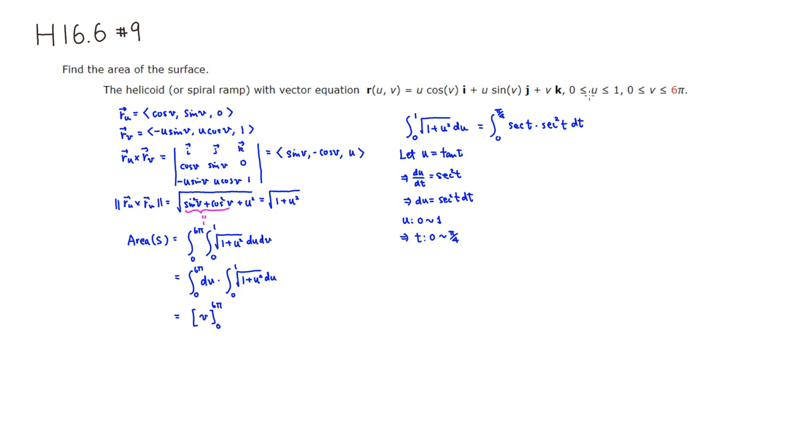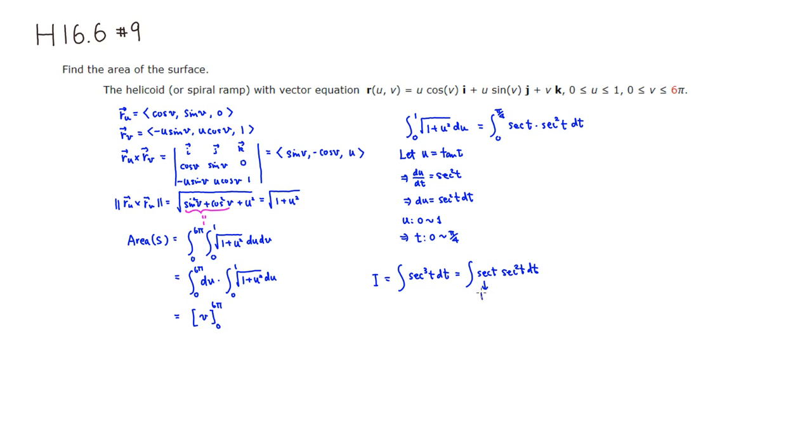All right, so let's try to evaluate this guy. Let's try to find the integral of secant cubed of t dt. Let's call this t here. I'm going to split this into the integral of secant of t and secant squared of t. I'm going to use integration by parts.